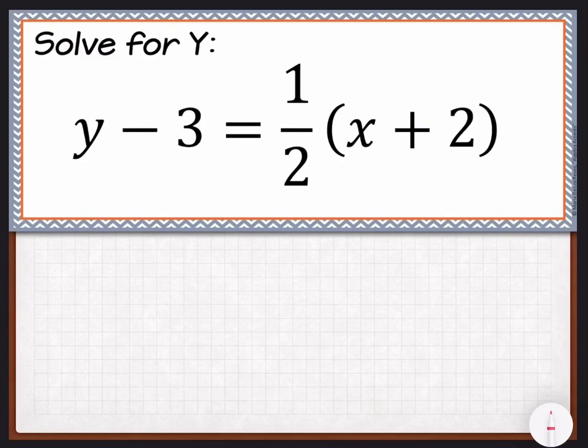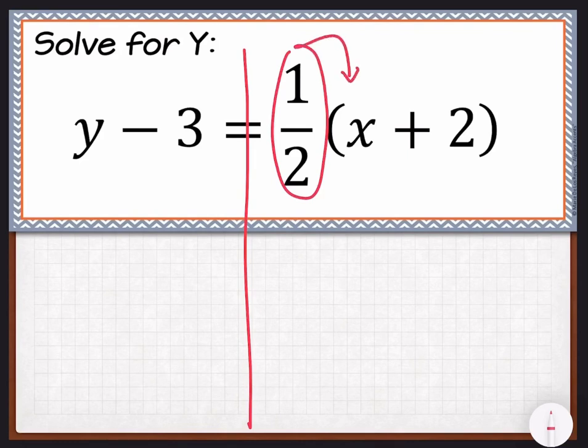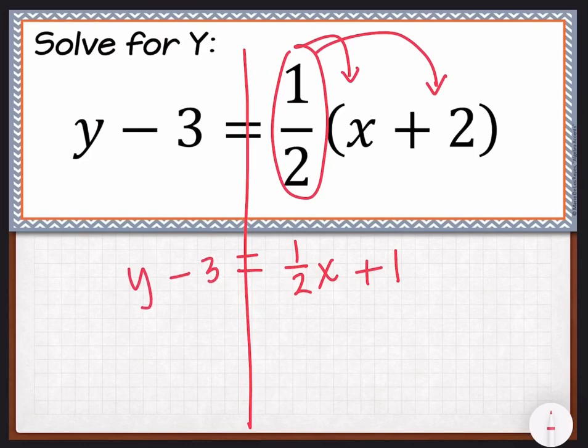Okay, let's try it again. Line down the middle, distribute. So when I distribute, I get 1/2 times x, which is 1/2 x. And 1/2 times positive 2 is positive 1. Recopy the left side. So this is all just brought down.